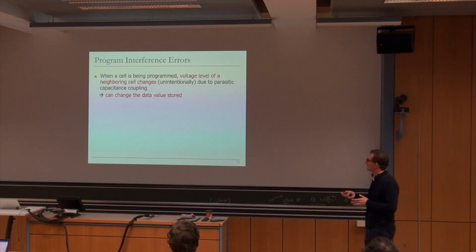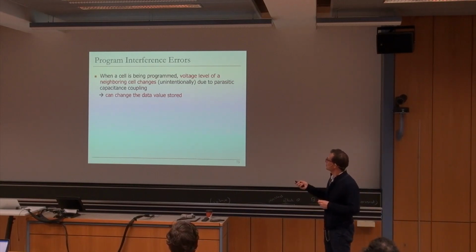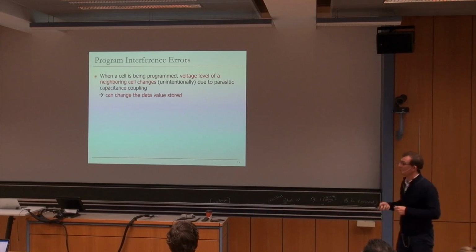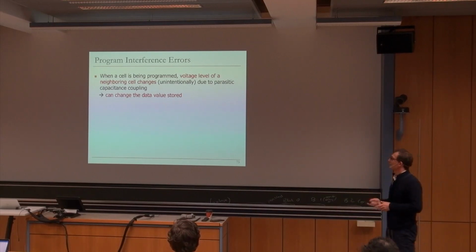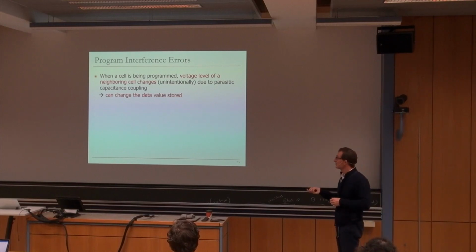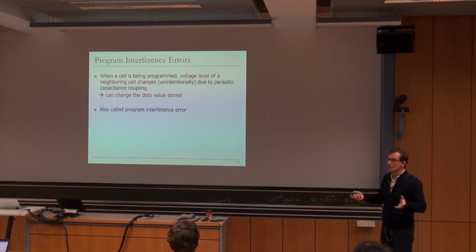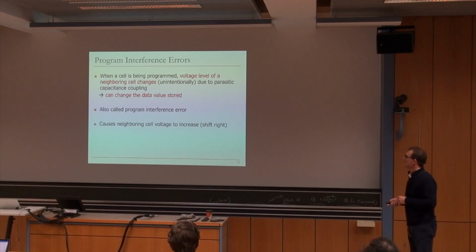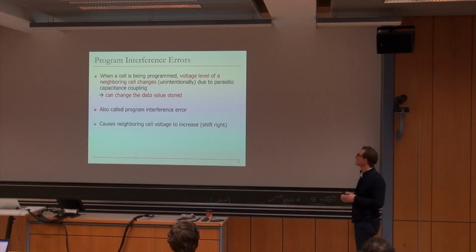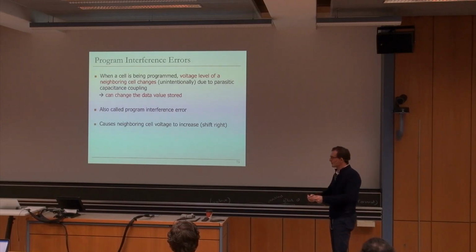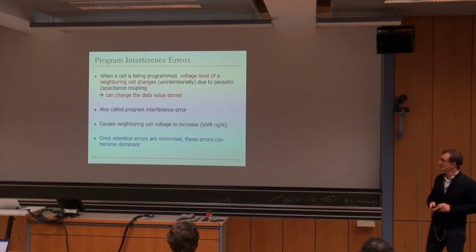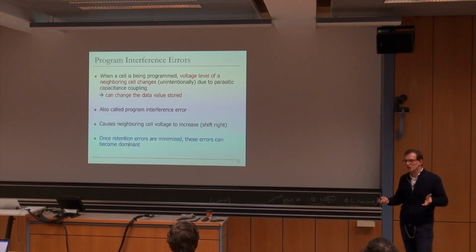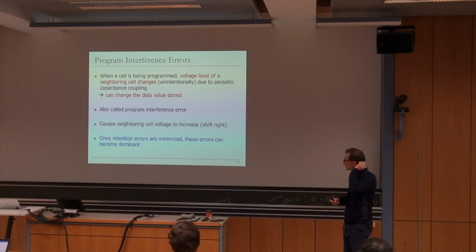We'll talk about program interference. When a cell is being programmed, the voltage level of a neighboring cell changes unintentionally due to parasitic capacitance coupling. And this can change the data value that's stored, of course. This is also called a program interference error. This causes neighboring cell voltage to increase, meaning to shift to the right. So you're increasing your own voltage, but you're also increasing the adjacent cell's voltage. This is like disturbance errors, but it's a program disturbance.